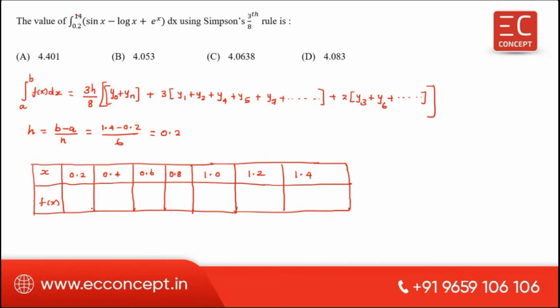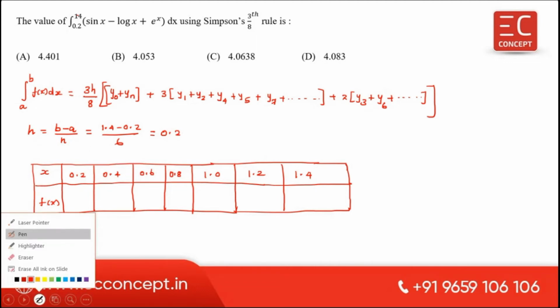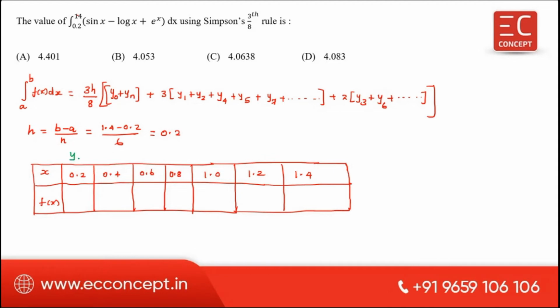Okay. Always you have to take the first value as y0. Second, you have to measure like that, y2, y3, y4, y5, and the final value is y6 that we are getting. This is the y6. And f of x, you know, right? What is f of x? f of x equal to sin x minus log x plus e power x.